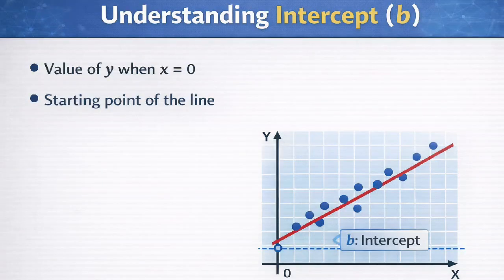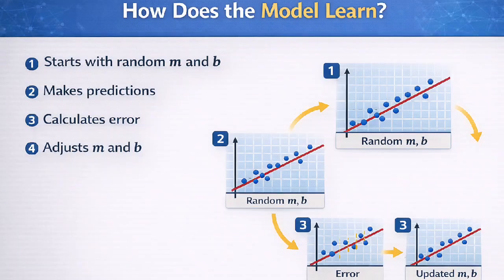The intercept is the value of y when x is 0. You can think of it as the starting point of the prediction line. The model starts with random values of m and b. It makes predictions, checks how wrong those predictions are, and then slowly adjusts the values to reduce the error.